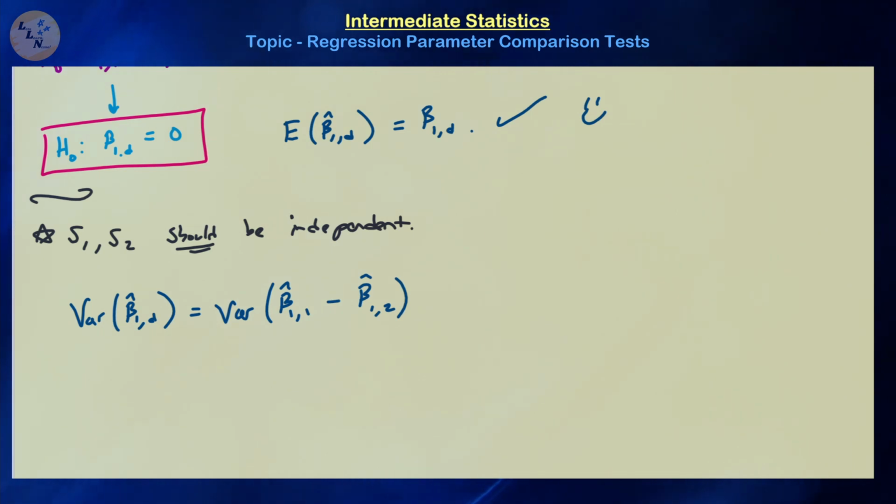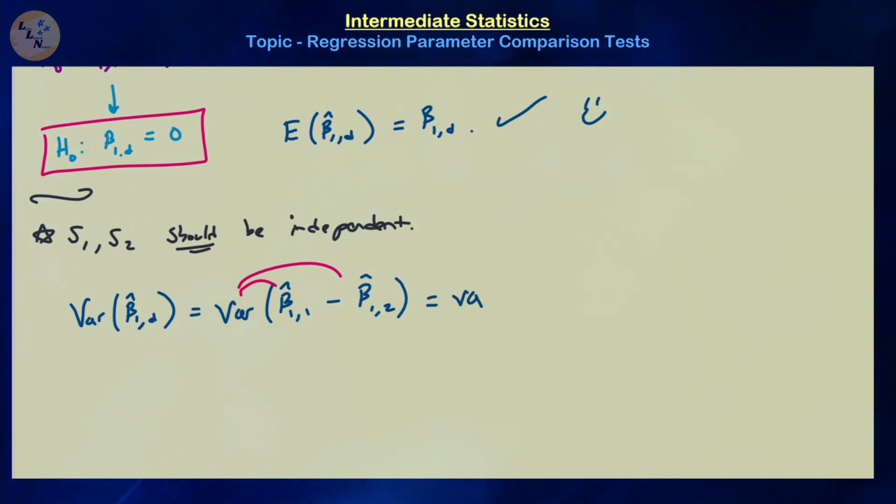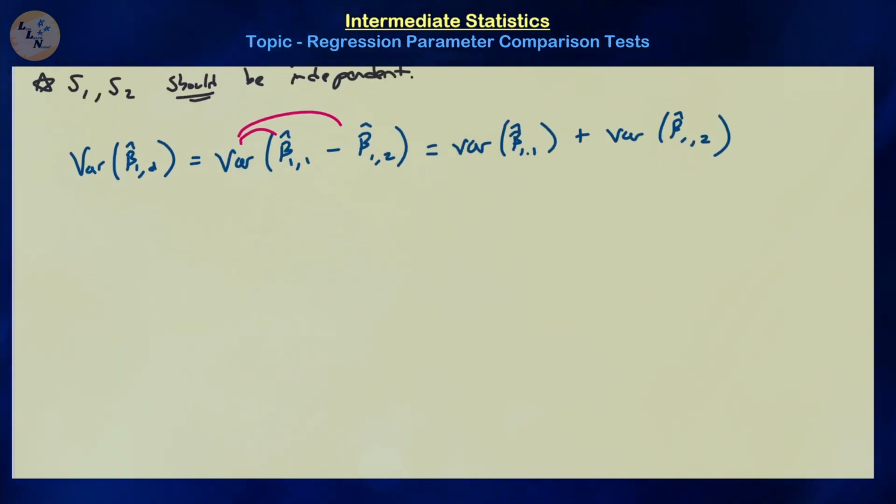That's the point estimate for the difference in population slopes. If they're independent, we can distribute that over, change the minus to a plus, and that's going to give us the variance of beta hat 1,1 plus the variance of beta hat 1,2. And we should already have formulas for those. That's going to give us what?